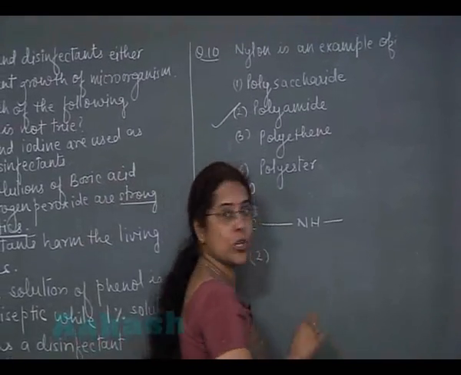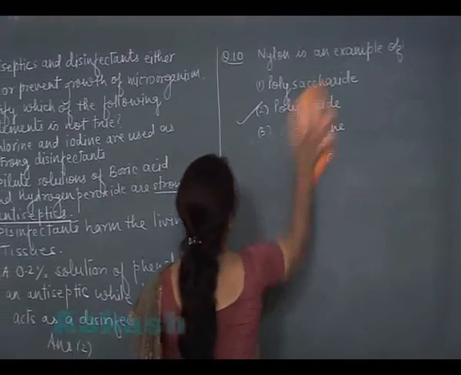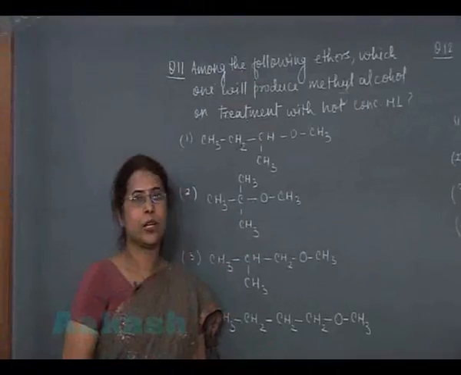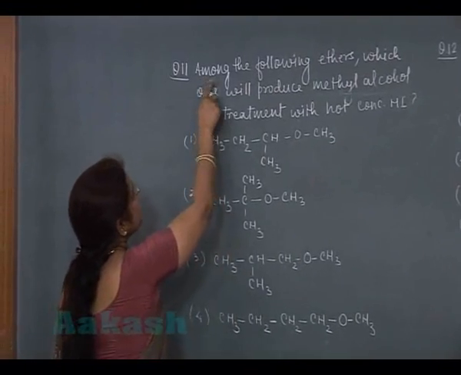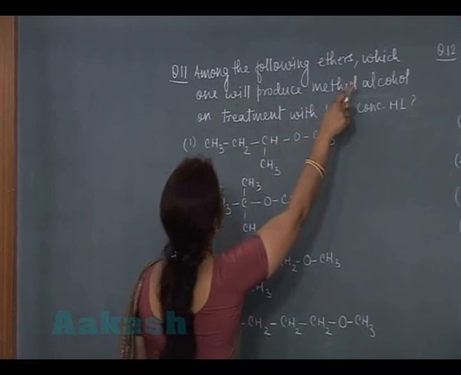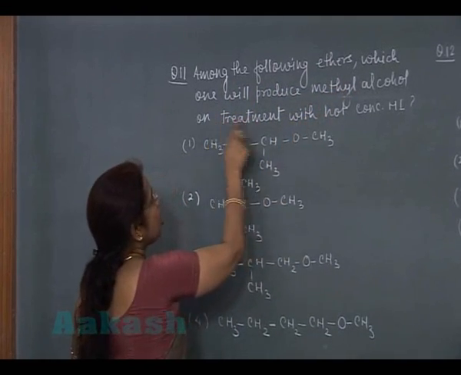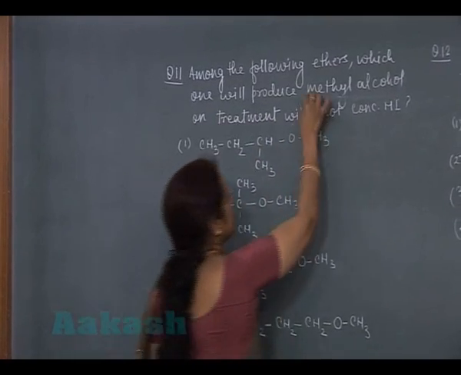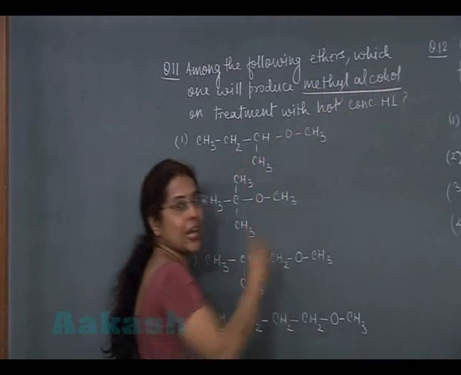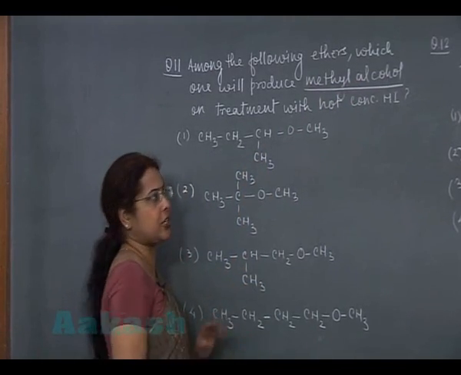Next question is question number 11. Now let us see question number 11. Among the following ethers, which one will produce methyl alcohol on treatment with hot concentrated HI? So here the product should be methyl alcohol, and the compounds given are the ethers.